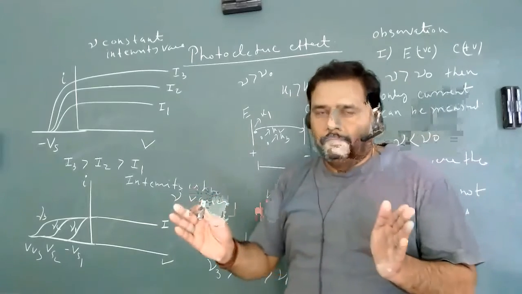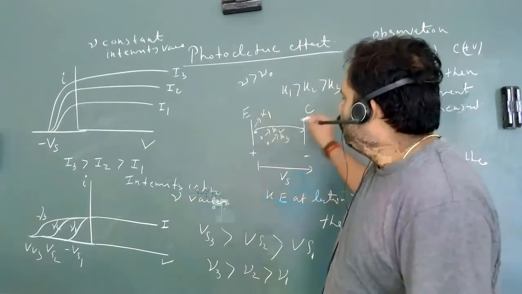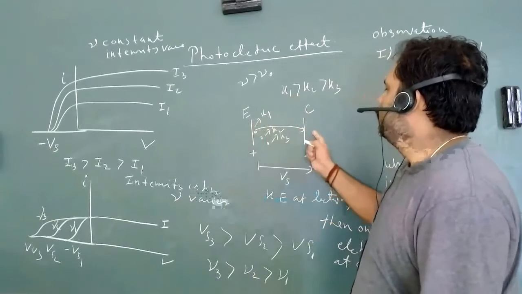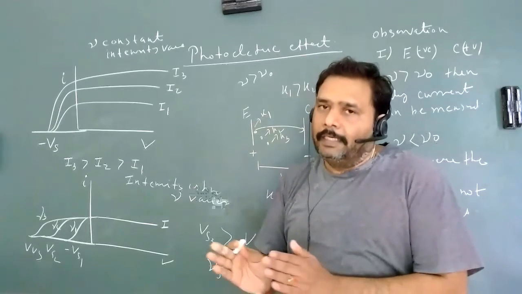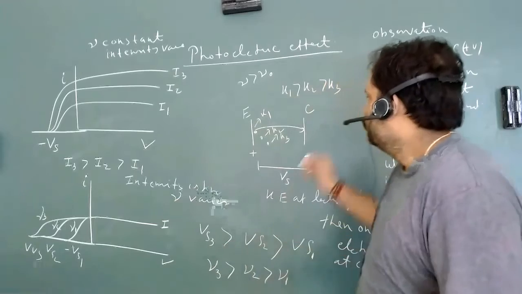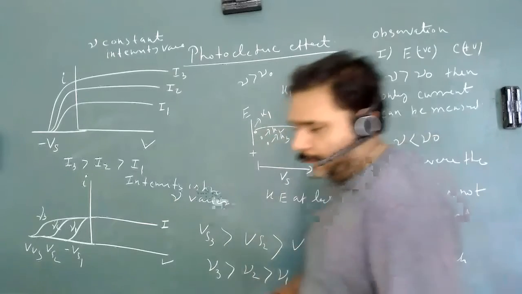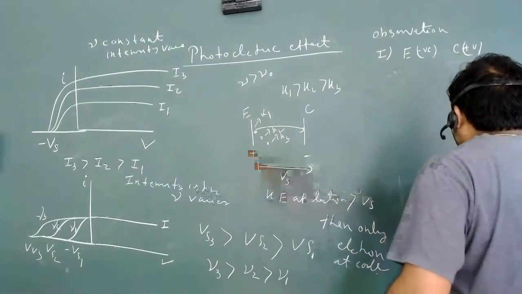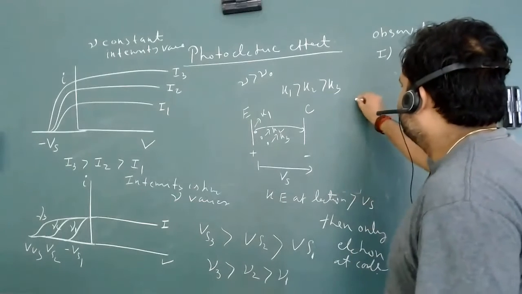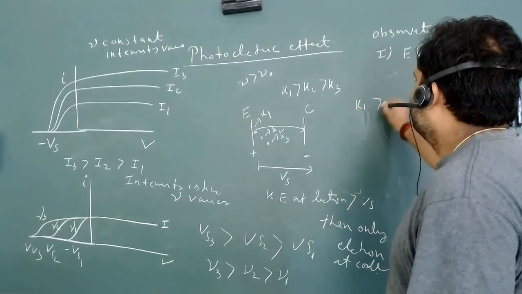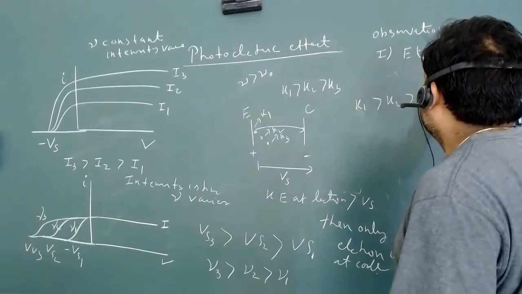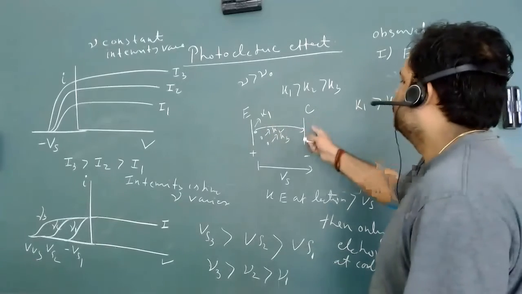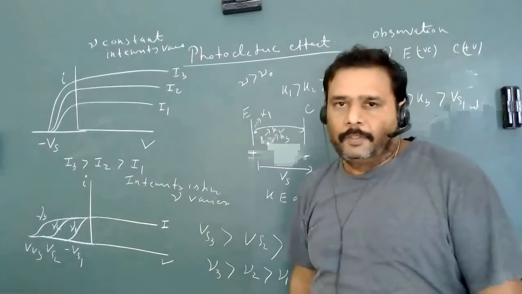And suppose we have very small Vs, then what will happen? Then all electrons will reach up to the collector. And suppose we increase the Vs such that, in case 1, we can analyze this thing something like that. So for case 1, we have, let's say, K1 is greater than K2 is greater than K3 is greater than Vs1. Then all 3 electrons will reach up to the collector because they will overcome this potential.